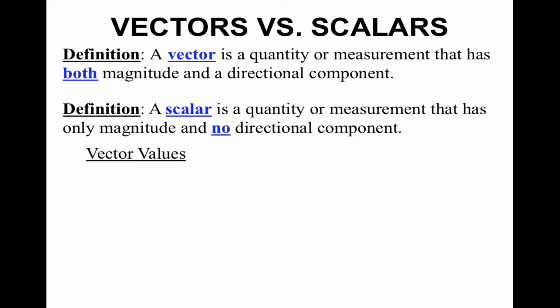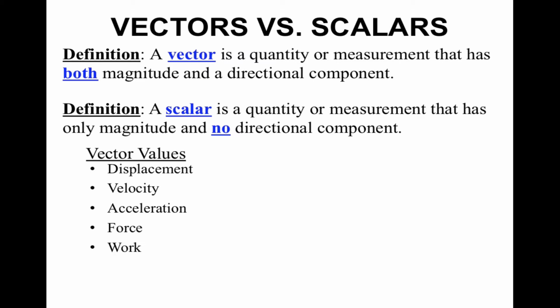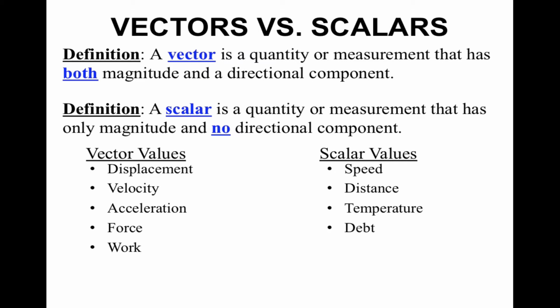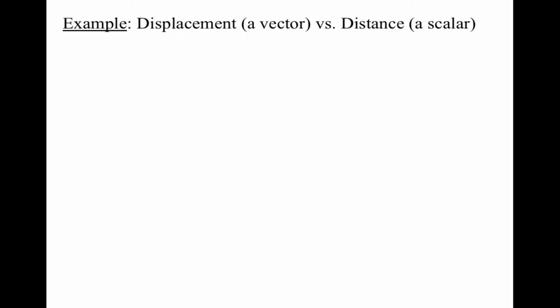So vector values include displacement, velocity, acceleration, force, and work. Whereas scalar values would include speed, distance, temperature, and energy. Direction counts in all of these measurements for the vector values. So let's look at an example. Let's look at displacement, which is a vector, versus distance, which is a scalar.